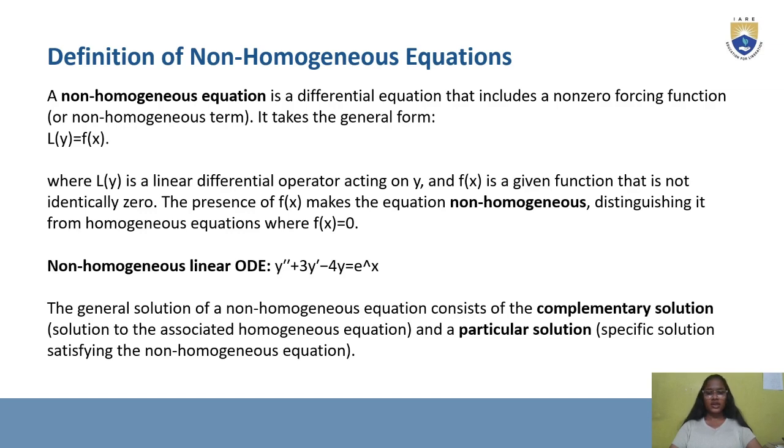A non-homogeneous linear ODE is y double dash plus 3y dash minus 4y equal to e power x, which means the right hand side term is a non-zero term, meaning it is a non-homogeneous equation. The general solution of a non-homogeneous equation consists of the complementary solution to the associated homogeneous equation, and a particular solution, a specific solution satisfying the non-homogeneous equation.